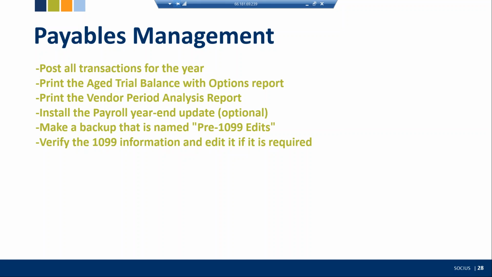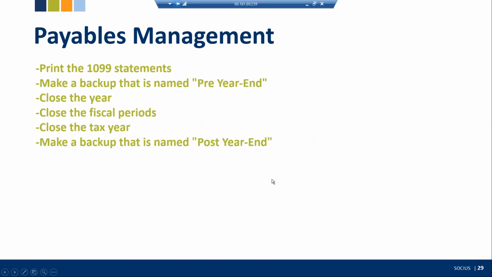Then obviously you want to make a backup that is named your pre-1099 edits. And then you want to verify the 1099 information and edit if it's required. I'm going to show you some screens for that. Print your 1099 statements. And I'm going to tell you this really doesn't have to go in this order. Then you'll make a backup that is named pre-year end. Close your year. Again, close your fiscal periods. And then if you're working with payables and receivables, then after you're done with both, you'd close the tax year, if applicable. And then you can make a backup after you've closed your year.